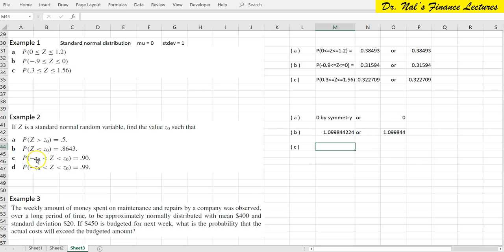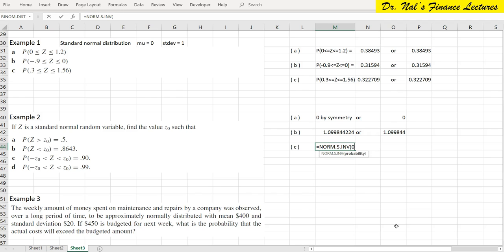Because the standard normal distribution is symmetric, what we can do is find the area to the left of, say, Z0, and hold on, the range is the area between minus Z0 and Z0 is 90%, which means in the tails we still have 10%. Half of it will be on the left tail, half of it will be on the right tail, so 5%. So that minus Z0 will be 5%, right? Does that make sense? So I can use this NORM.S.INV.